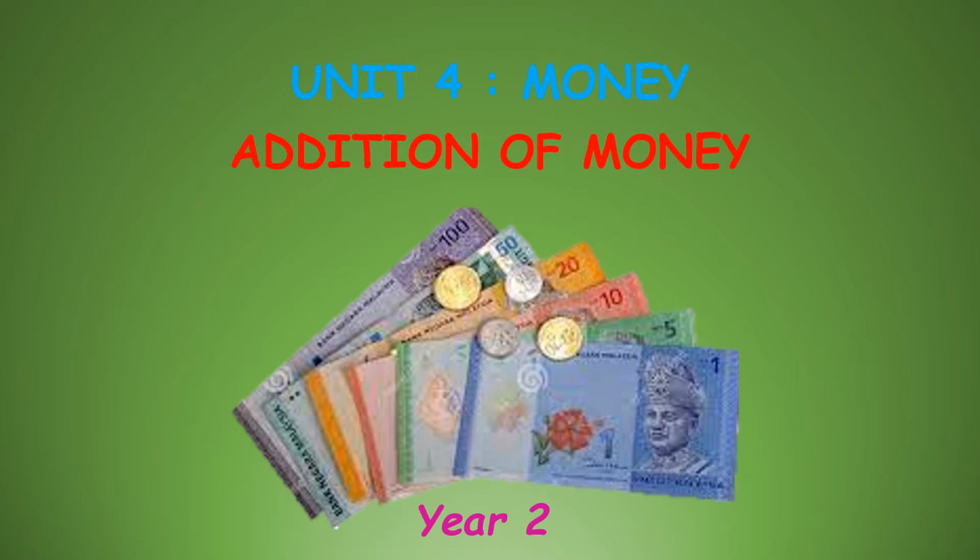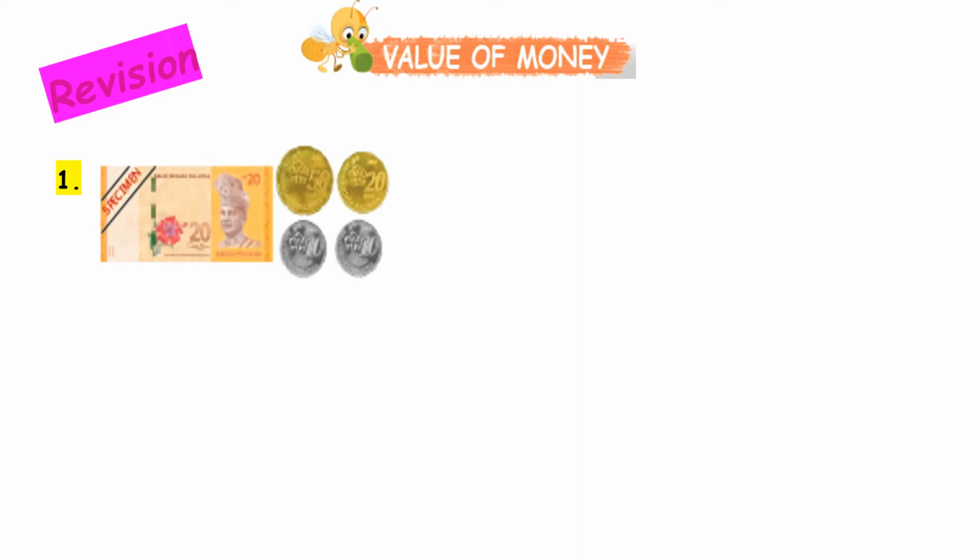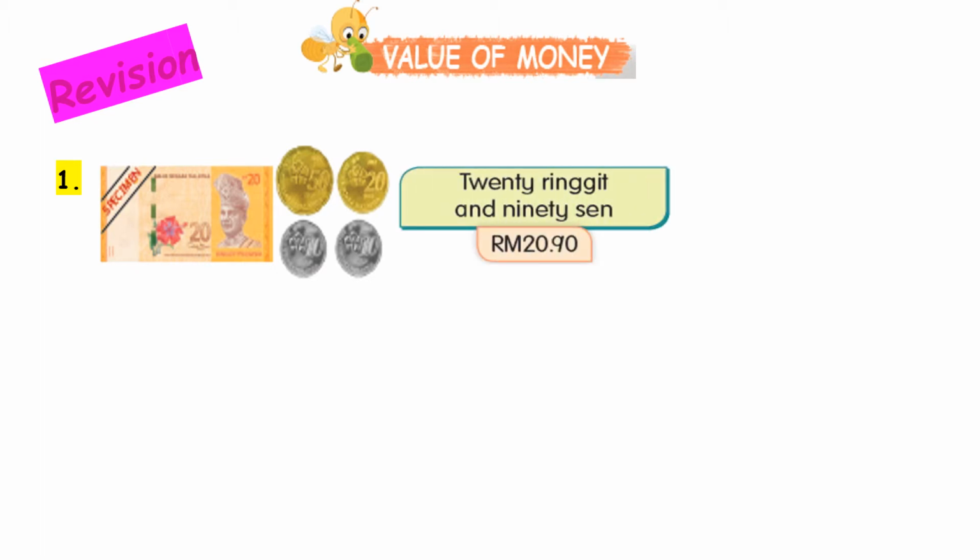And our subtopic for today is addition of money. We revise our previous lesson, value of money. Okay, look at the combination of money, a 20 ringgit note and coins. So the value of money is 20 ringgit and 90 cent. Okay, we write like this in numerals, RM20.90, and we read it as 20 ringgit and 90 cent.